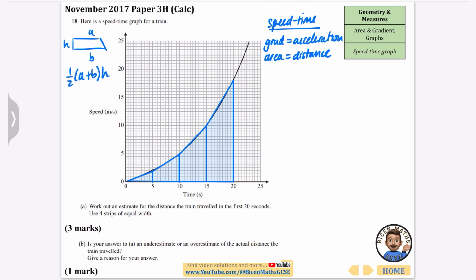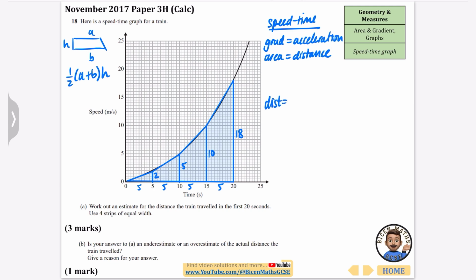Now it might be helpful to have some values on here for these lines. In fact, we'll do the values along the bottom. Each of those gaps are just 5. And then as we go up the side, because each little square is worth 0.5, this is 2, this is 5, this is 10, and then this is 15, 16, 17, 18. So we're now going to try and find out what the distance travelled is.